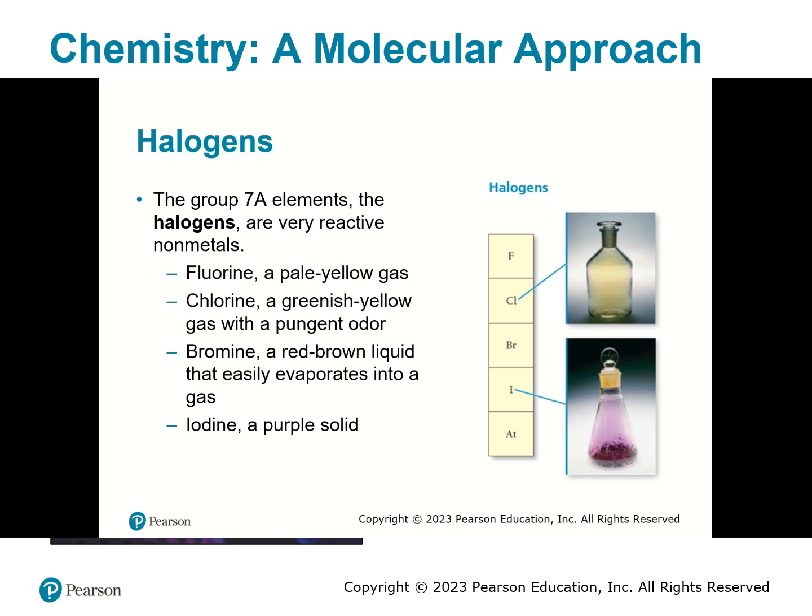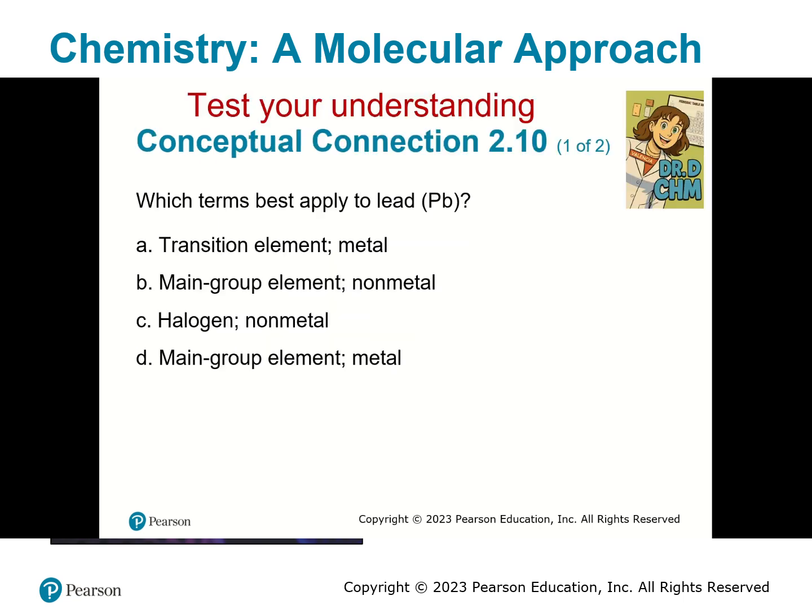Halogens, a very important group over here, group 17 or group 7A. They are very reactive non-metals. They only need one electron to be stable. They have 7 valence electrons. We're gonna talk about the valence electrons later. So fluorine, chlorine, bromine, all those elements are very reactive nonmetals.